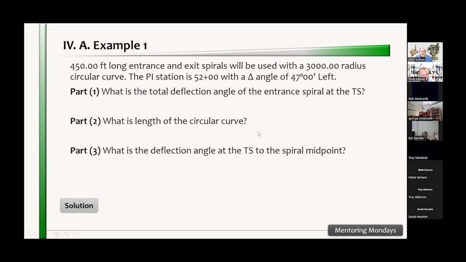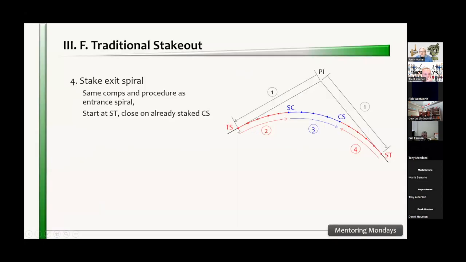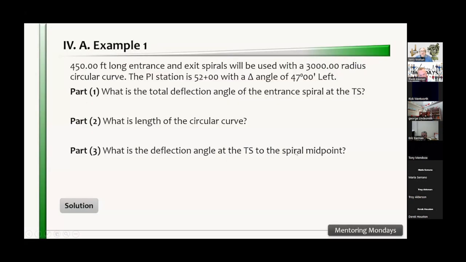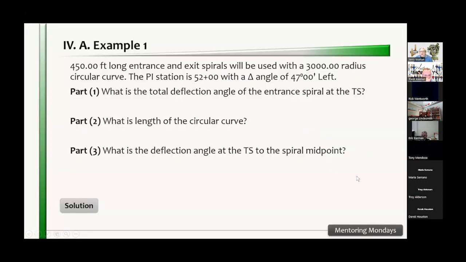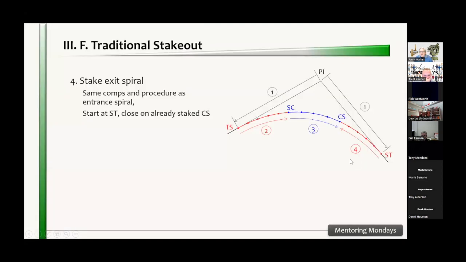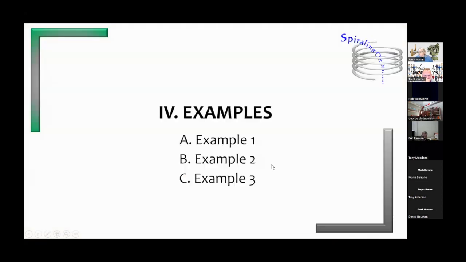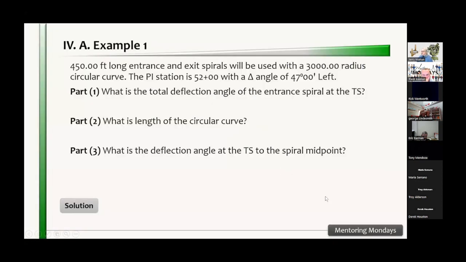Okay. So I'm asking the total deflection angle of the entrance spiral at the TS. So I'm asking from here to here, what's the total deflection angle for that chord straight from there to there? The second question is, what is the length of the circular arc? What's the length of this guy here? And then the third question is, what is the deflection angle at the TS to the spiral midpoint? So if I want to know the deflection angle to the midpoint of this guy, what's the deflection angle to that guy? I got any takers on this?